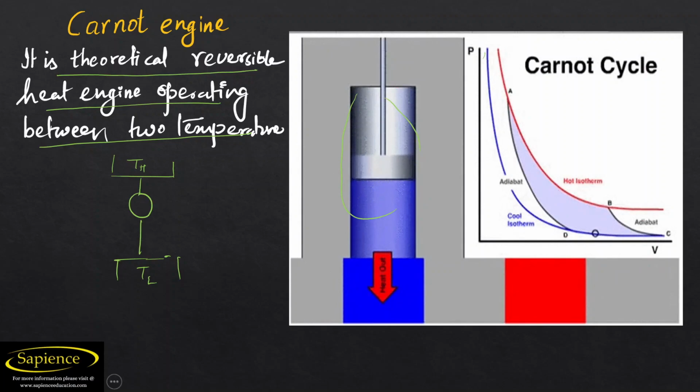cycle. This is the Carnot cycle. The figure beside this shows you the Carnot cycle. Here a pressure and volume diagram is there. So it consists of A to B, B to C, C to D, and D to A. So there are four processes that will go on the PV diagram. So I will discuss each and every process in detail.